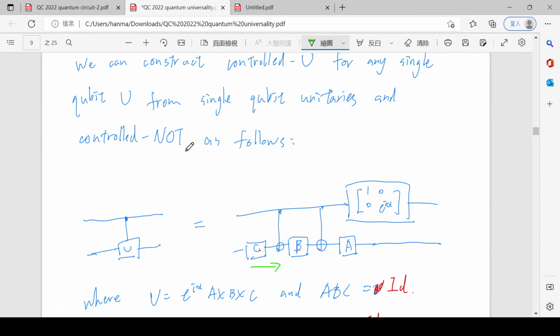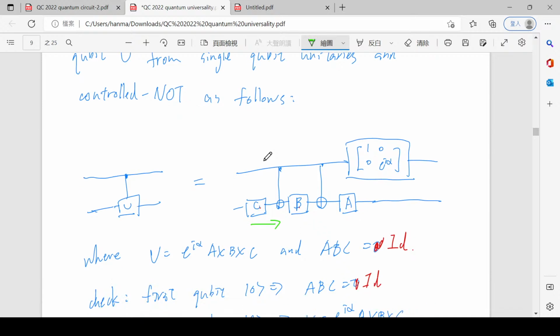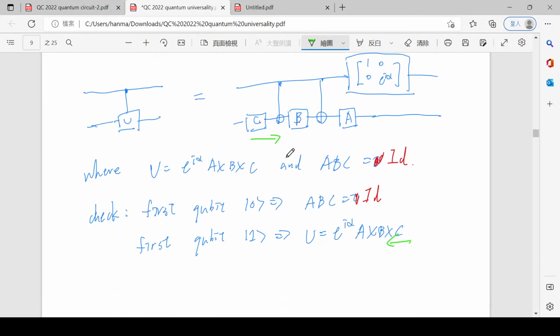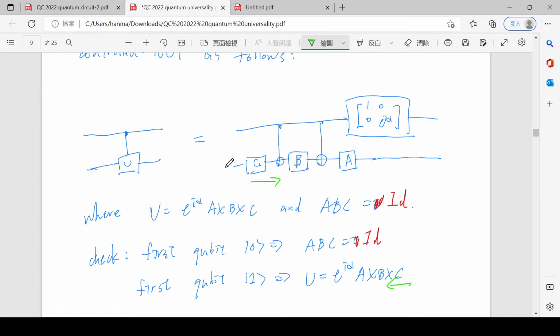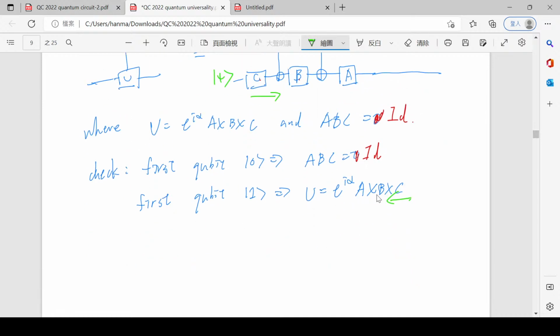Question so far? Why is that reference wrong? Oh, because we think of the circuit time as going from left to right. So let's say you have some state here, then your state will get hit by this C first, then by this X, then this B, then this X, then this A. And you write this U equal to A X B X C here.